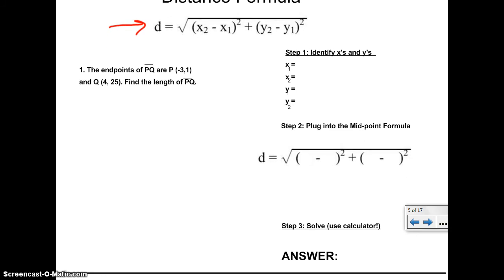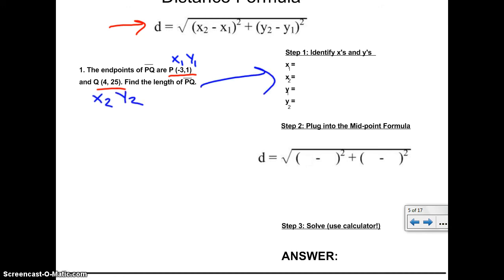It says the endpoints of PQ are P(-3, 1) and Q(4, 25). We're gonna find the length of PQ. So we're gonna do the same thing that we did with the midpoint formula. We're gonna label our x1, y1, x2, y2. So our first set of points will label x1 and y1. So -3 is x1, 1 is y1. And then we'll label x2 and y2. So 4 is x2, that's y2.